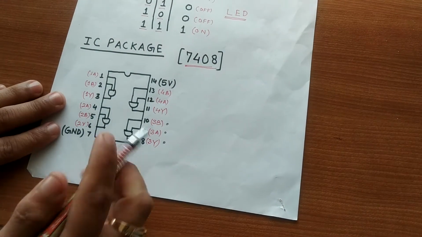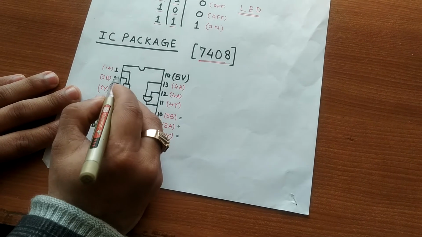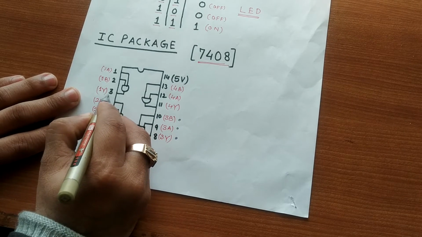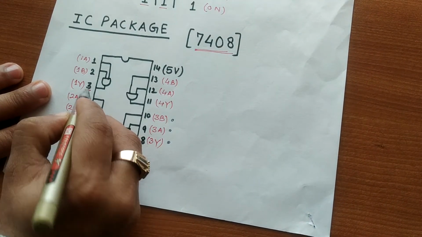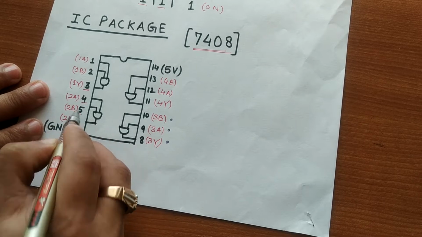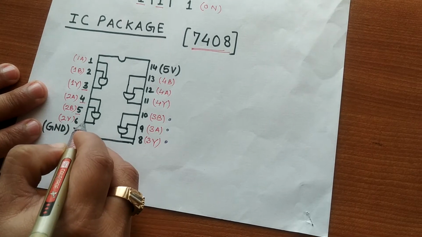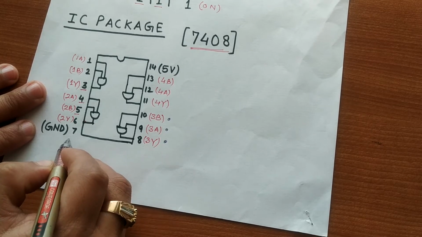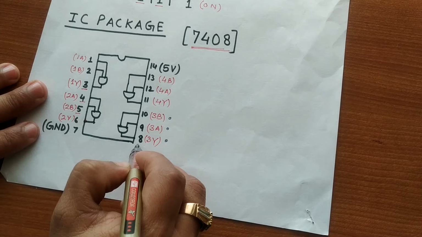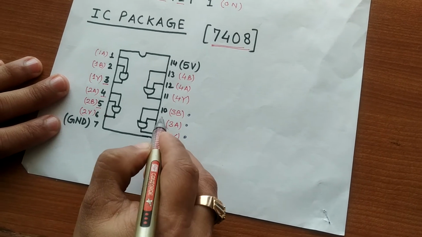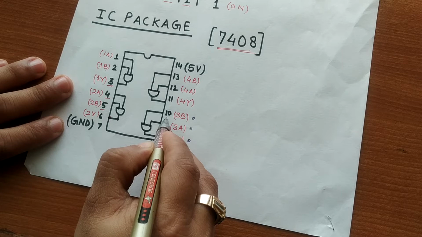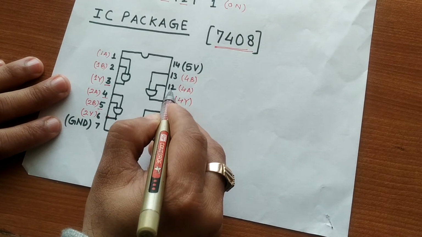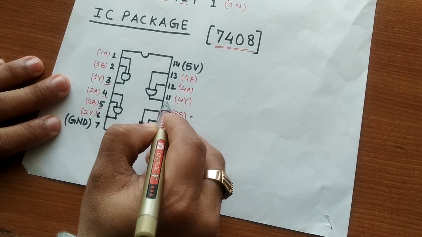We will use pin number 1 and 2 as inputs, and we will get the output from pin number 3. Similarly, pin numbers 4 and 5 are the input pins, and at pin number 6 we get the output. Pin 7 we have to connect to the ground. At pin number 8 we get the output, and at pin numbers 9 and 10 we connect the inputs. Pin numbers 13 and 12 are inputs, and we get the output from pin number 11.